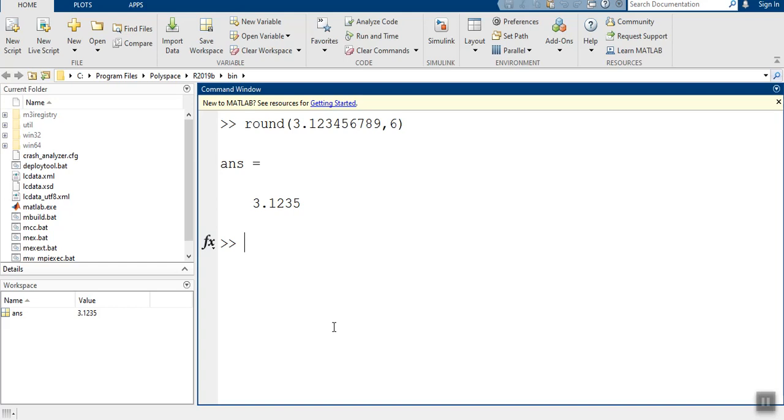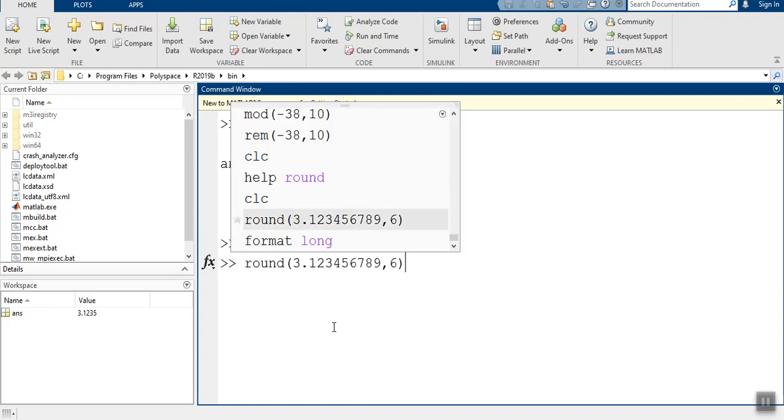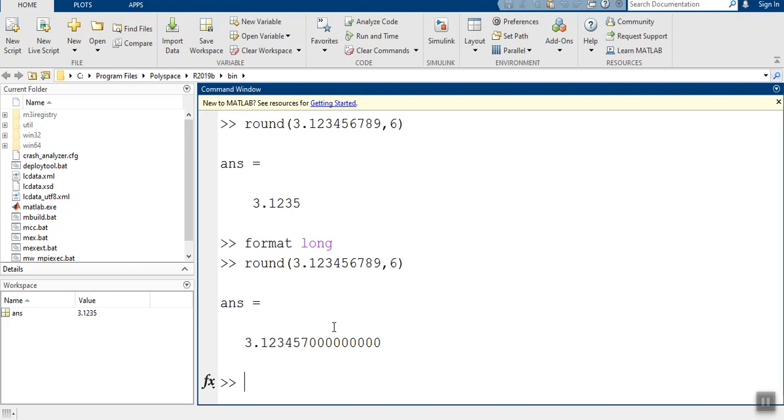Because our format is short format, only then will you get format long. Then you will get 6 decimal places, rounding to 6 decimal places. 3, 6, 7 is rounded to this one. Okay. So we will discuss later in detail how to manipulate all these things. Format short is the default, 4 digits.